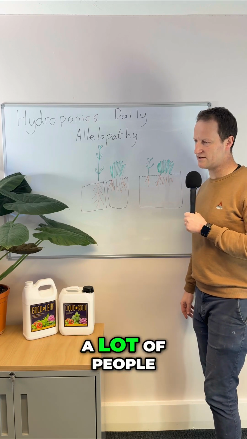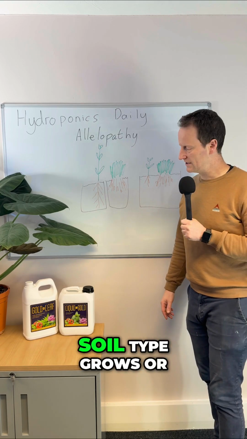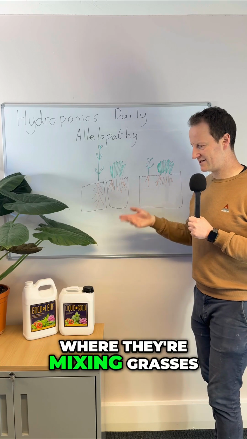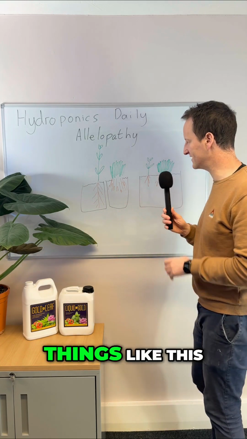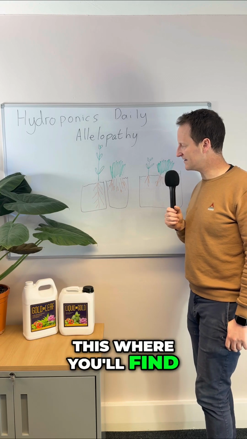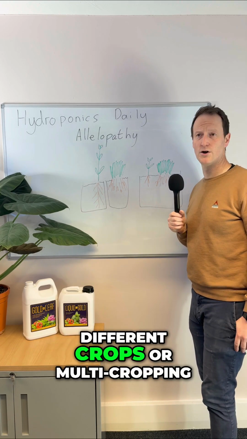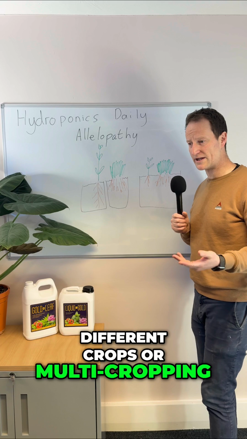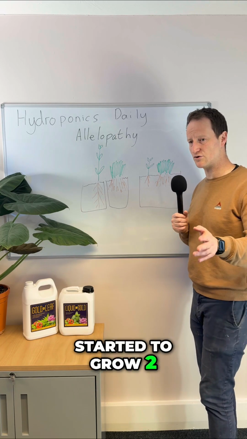This is important because a lot of people now are doing living soil type grows, or where they're mixing grasses below other crops and things like this. It's also important in gardening, where you'll find a negative interaction between different crops, or multi-cropping on farms where they've started to grow two crops together.